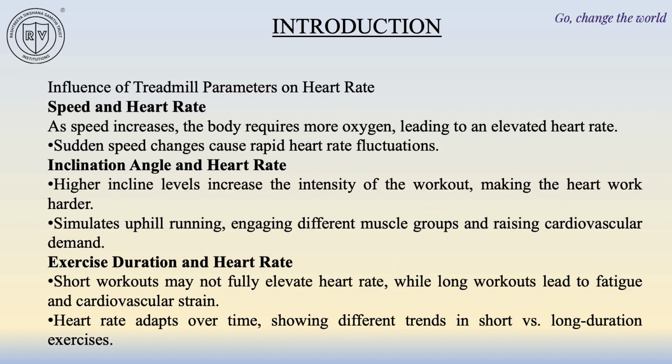So how do the various parameters influence the heart rate? As speed increases, the body requires more oxygen, which leads to an elevated heart rate. Sudden speed changes cause rapid heart rate fluctuations. And when we discuss inclination, higher inclination levels increase the intensity of the workout, making the heart work even harder. It also simulates uphill running, engaging different muscle groups and raising cardiovascular demand.